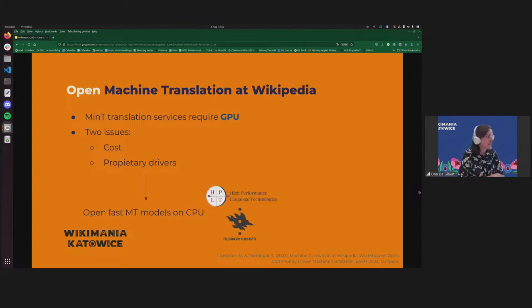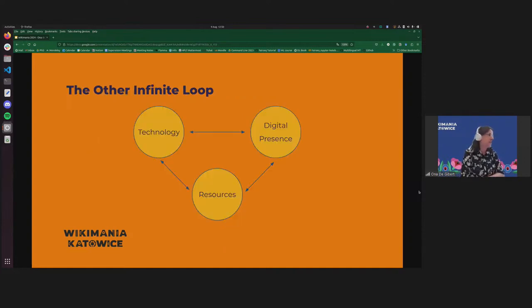So as I said, the solution is to develop open source fast MT models, MT meaning machine translation, that can run on CPU. And this is exactly what I'm working on within the High Performance Language Technology project and at the University of Helsinki. So let me introduce you to another infinite loop, in this case, on the positive side.